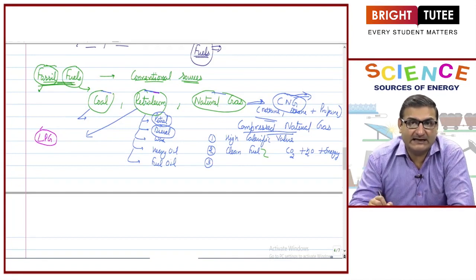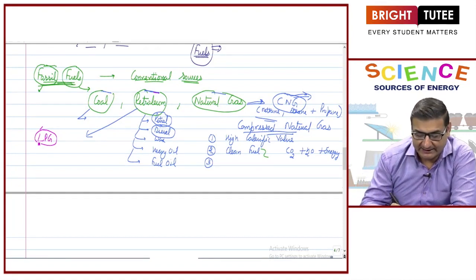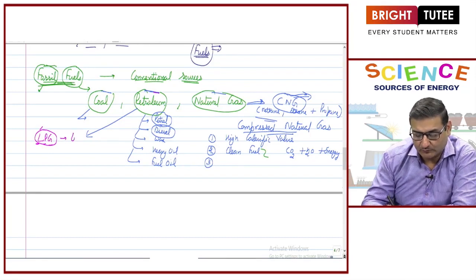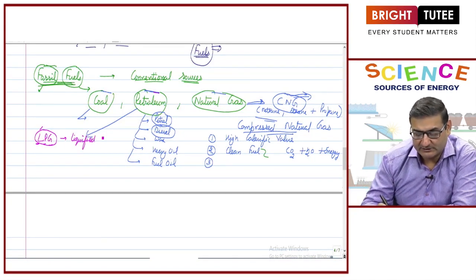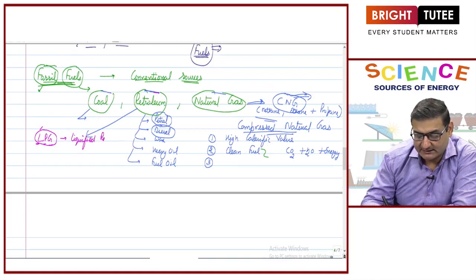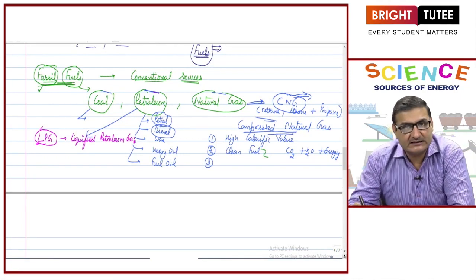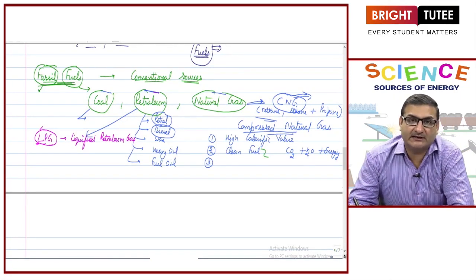Now, why is this LPG used? LPG, liquefied petroleum gas. You need to know the full form too. This is liquefied. How is it liquefied? By putting a lot of pressure, by compressing it. This is liquefied petroleum gas. This is an excellent domestic fuel.